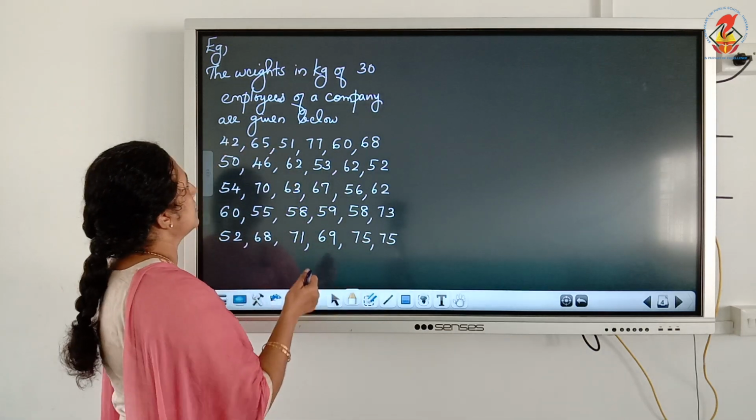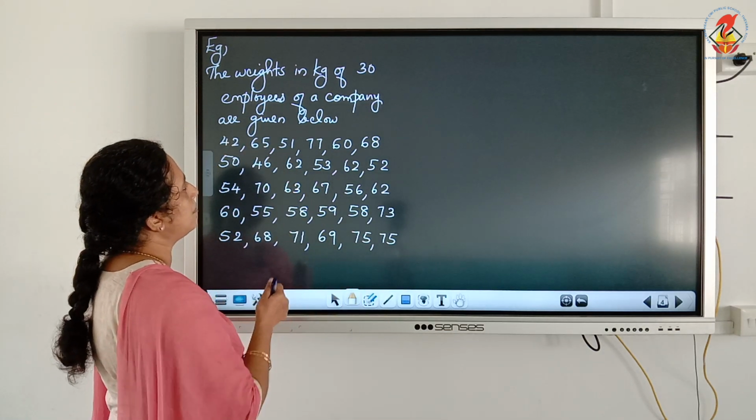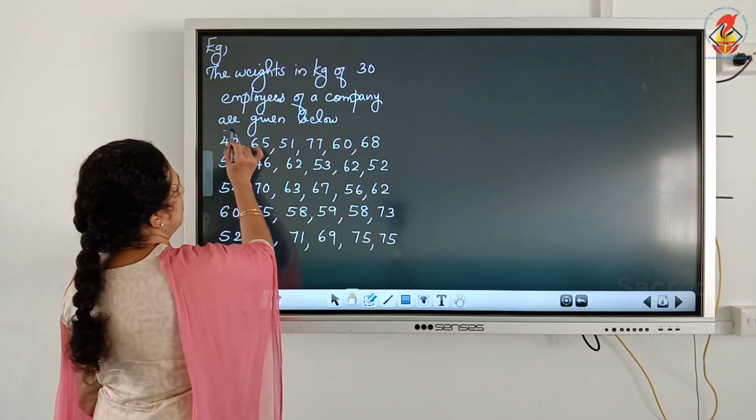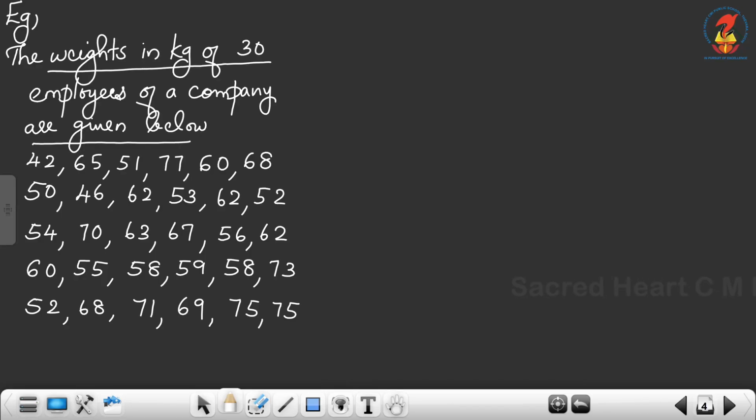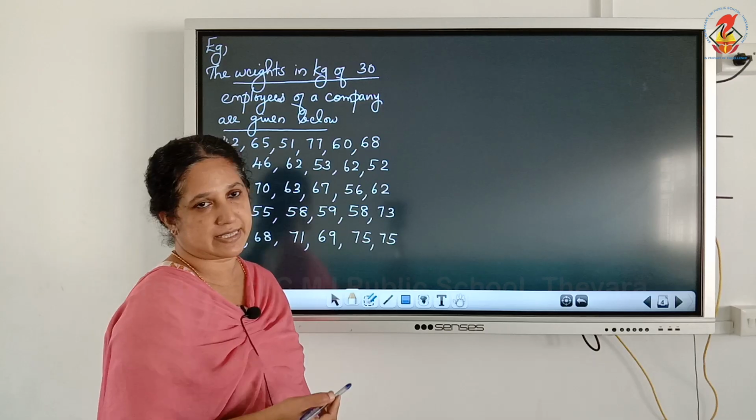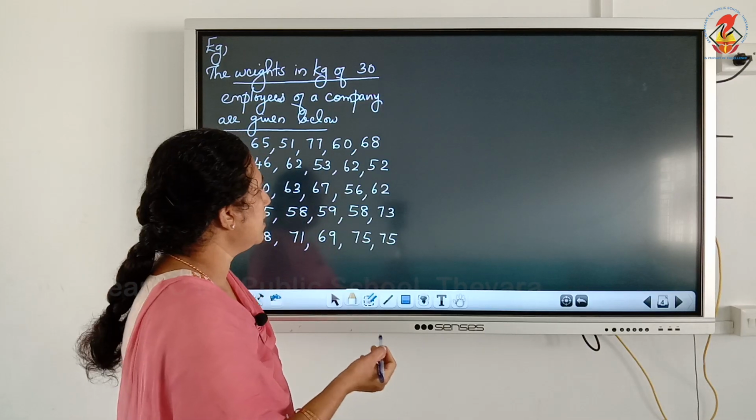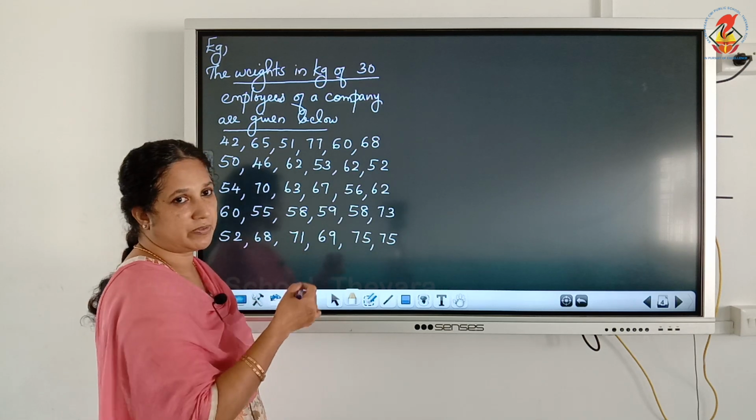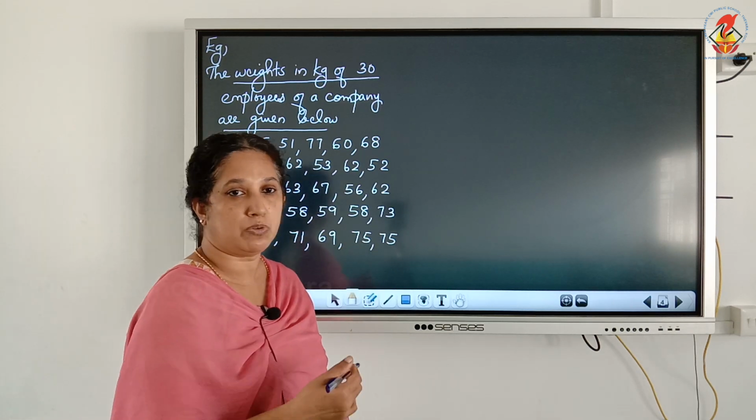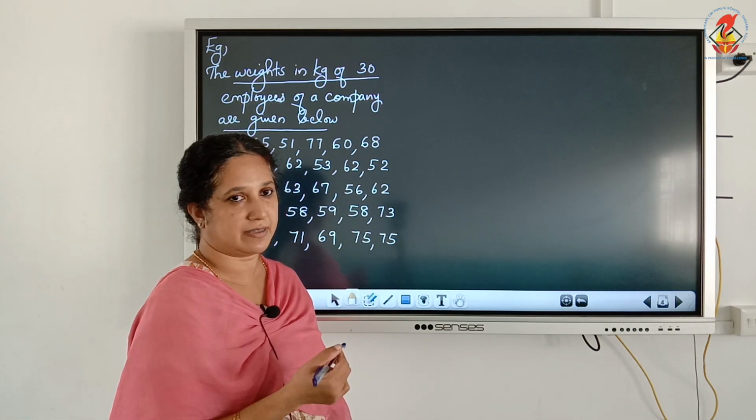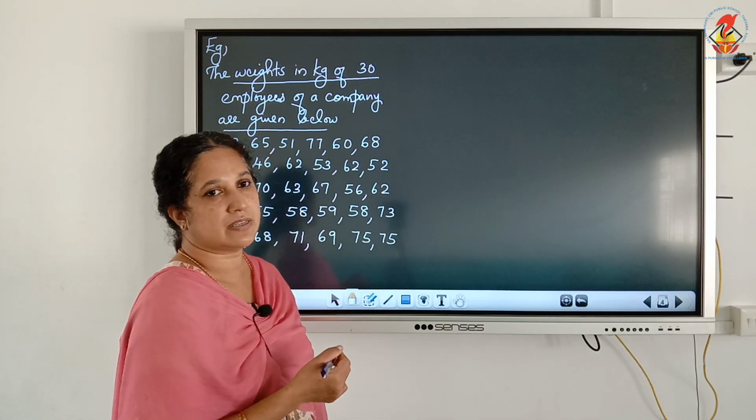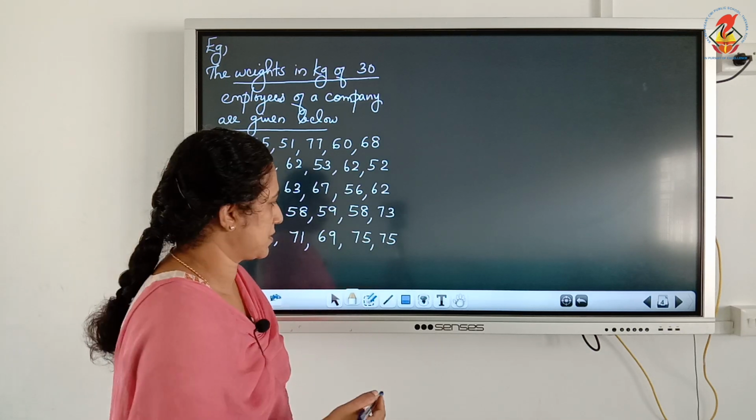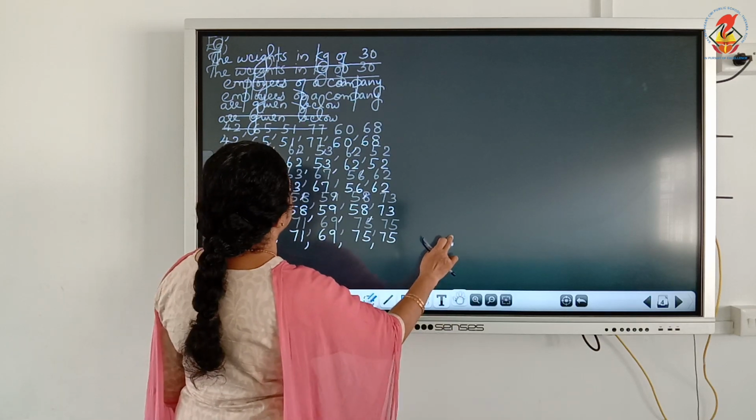Now look at this example. The weights in kilogram of 30 employees of a company are given below. This is unorganized data. We have to organize the data. If you write down the observations one by one, the table would be too long, so it will be very difficult. So what we have to do is make groups.